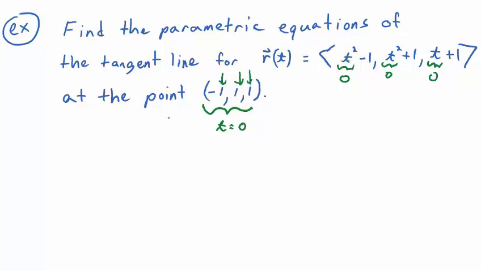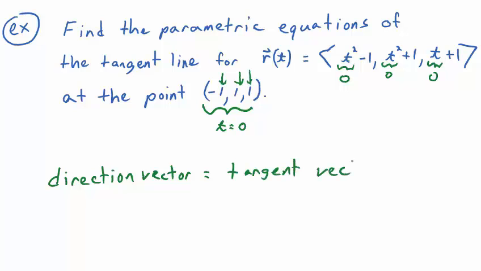Okay, so we want to find the parametric equations of the tangent line at this point. So we need a direction vector. Think about what we need to do to find the parametric equations of a line. We need a direction vector, which is going to be the tangent vector. For the parametric equations of the line, the direction vector is going to equal a tangent vector. Any scalar multiple of the tangent vector would do. So it's not the tangent vector, rather, it's a tangent vector.